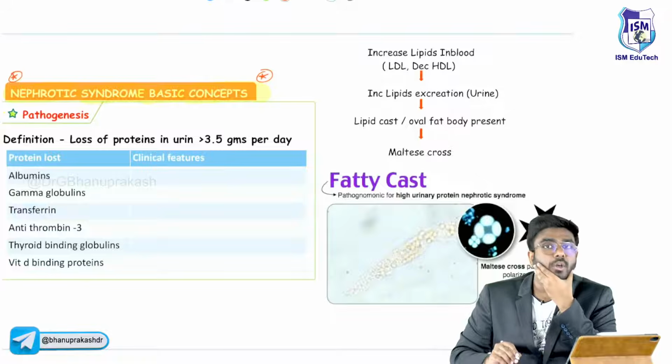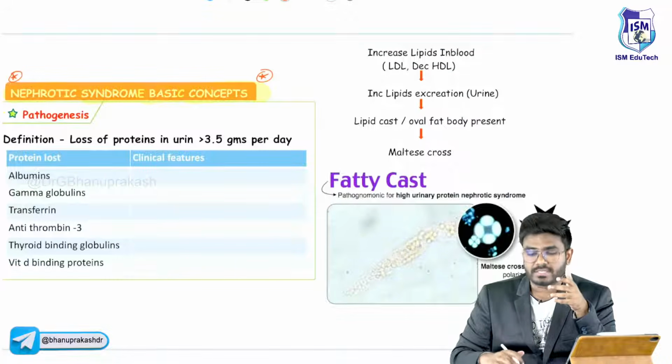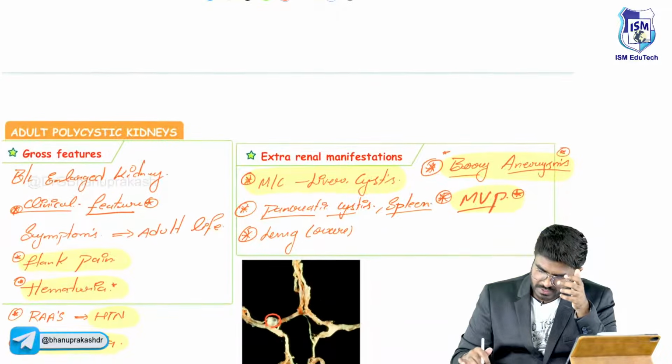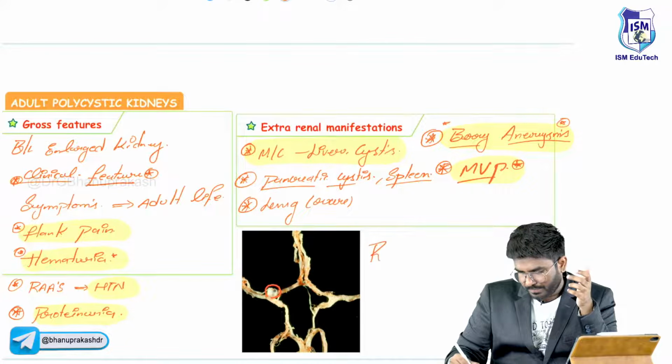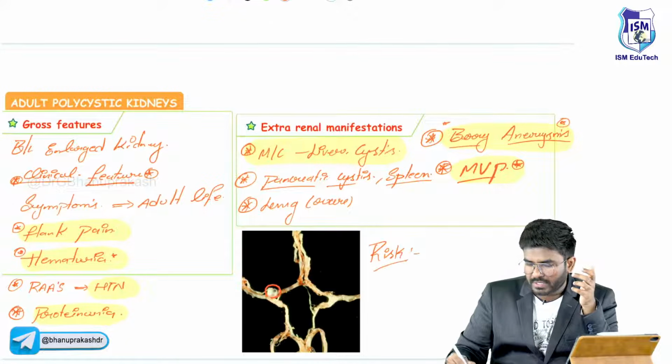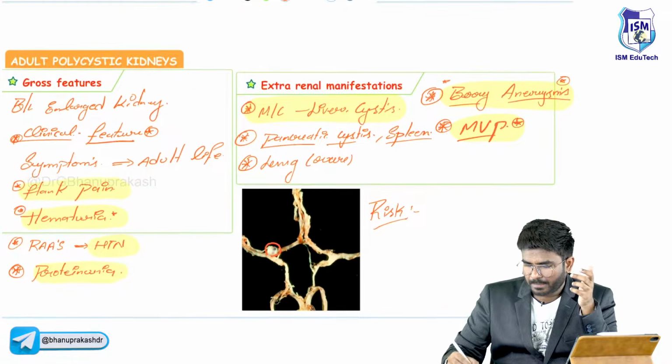Important point about autosomal dominant polycystic kidney disease: these patients are also at risk of cancer. The complication is cancer.